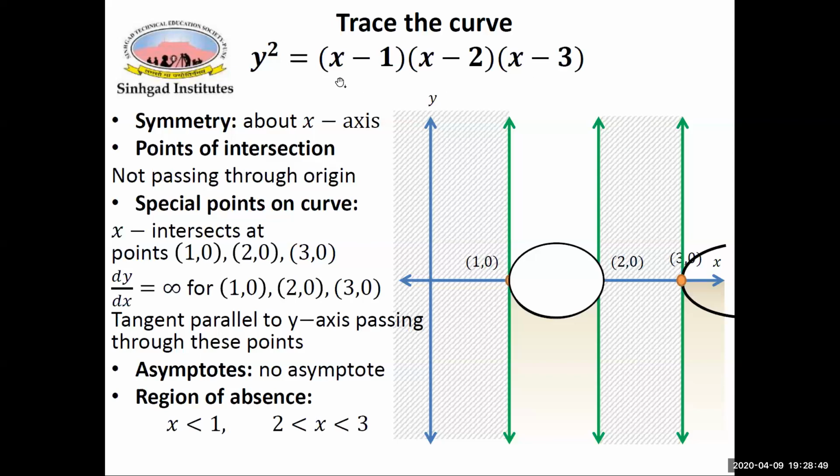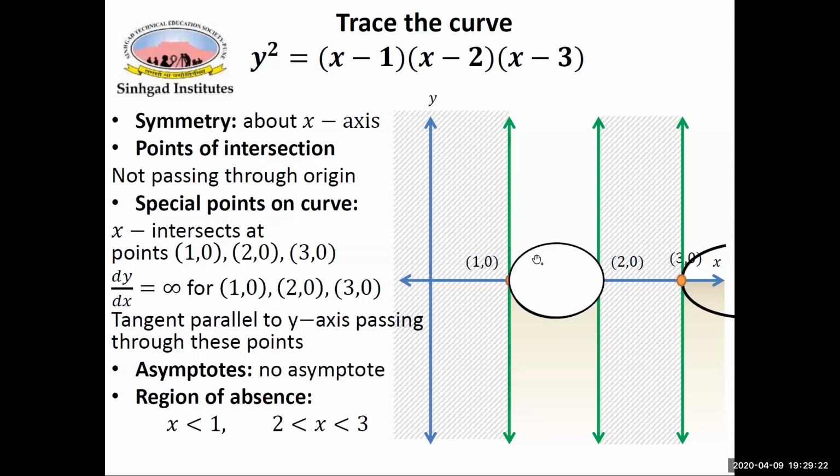Now we'll substitute 3.5. For 3.5, all the terms are positive, and hence the curve exists after 3 till infinity. So in which region is your curve existing? Between 1 to 2 and between 3 to infinity. One thing which you have to remember now is whenever there are 2 points of intersection and the curve exists in that region, then always that is a loop.